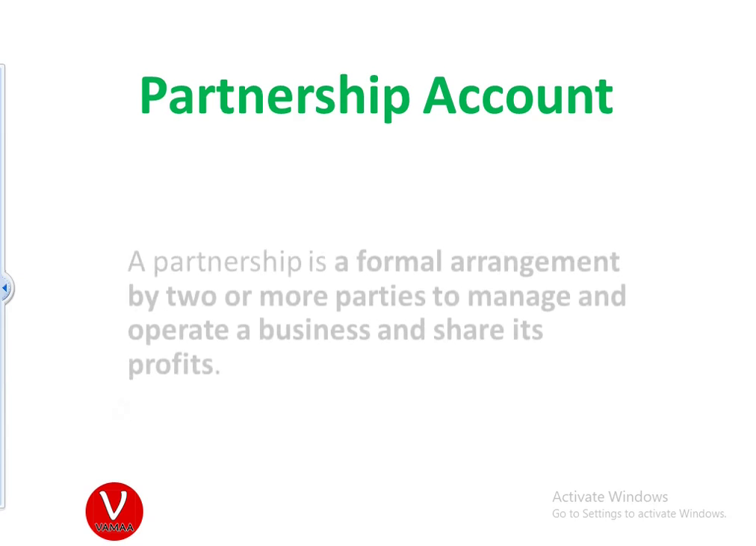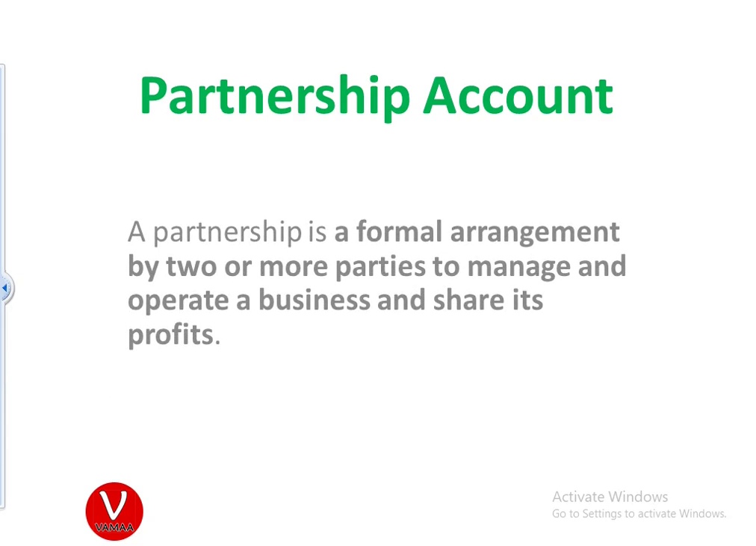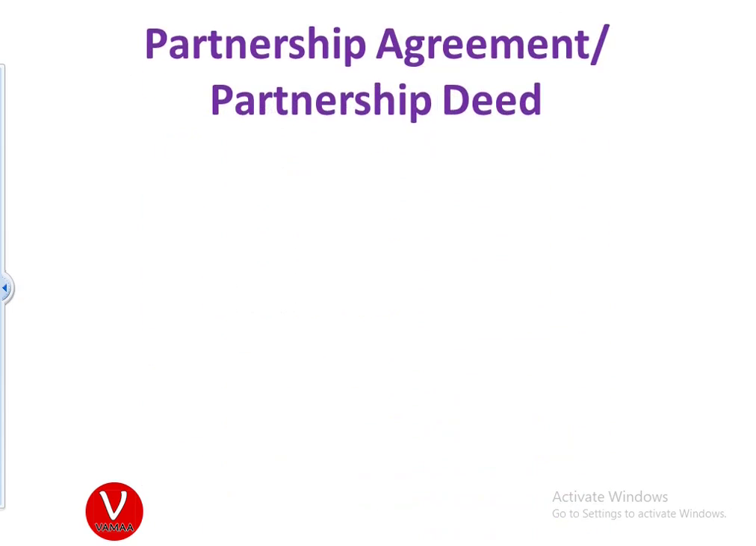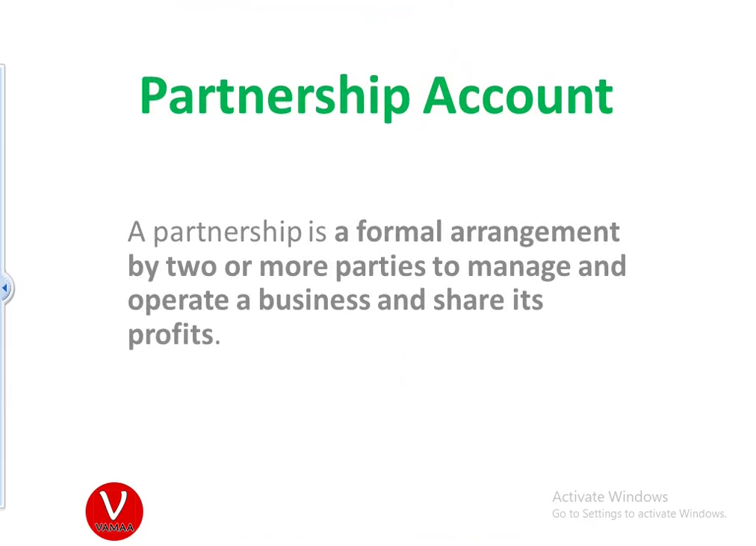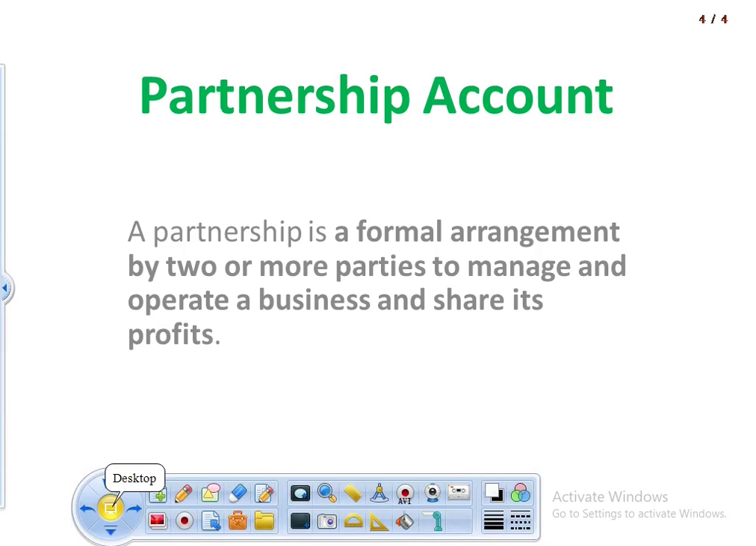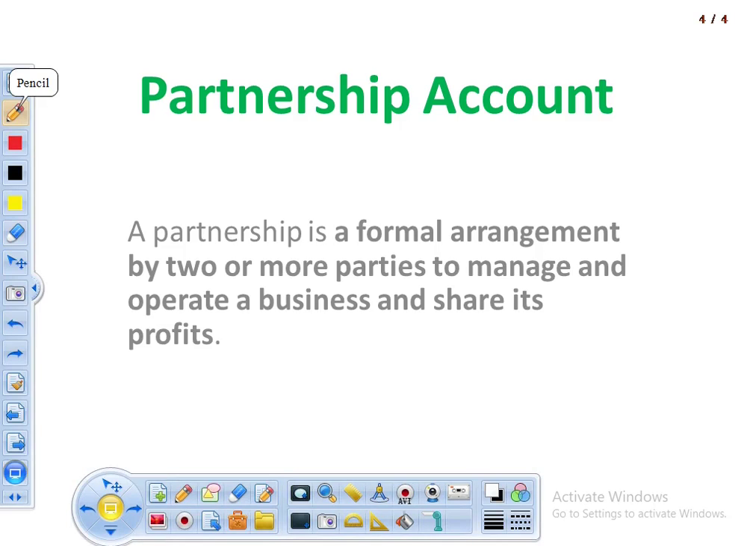So let's look into what is partnership. A partnership is a formal agreement between two or more parties to manage and operate the business, and to share its profit and losses at the end of the year. Okay? So if we had to highlight this, then we can say it's a formal agreement between two or more parties and share profit or losses at the end of the year. Got it? Okay, let's move on to the next one.